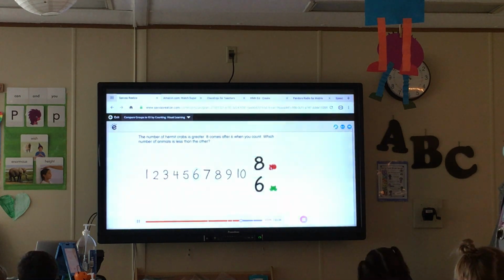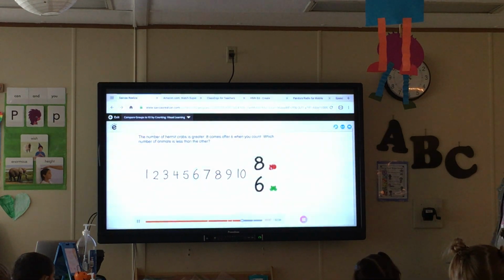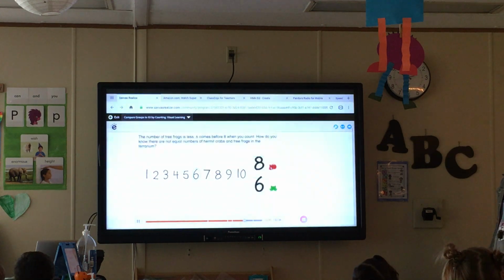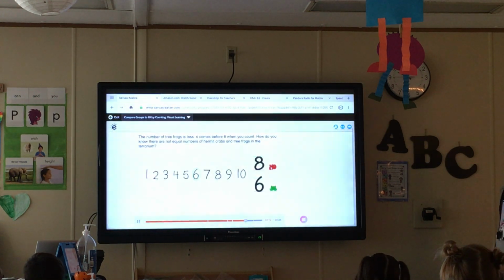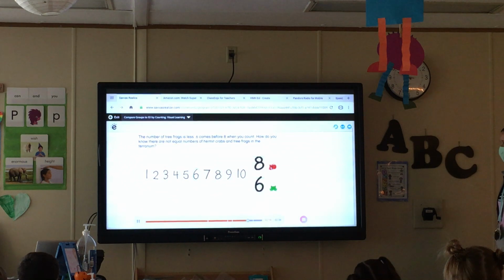Which number of animals is less than the other? Less. Listen to the question. The number of tree frogs is less. 6 comes before 8 when you count.